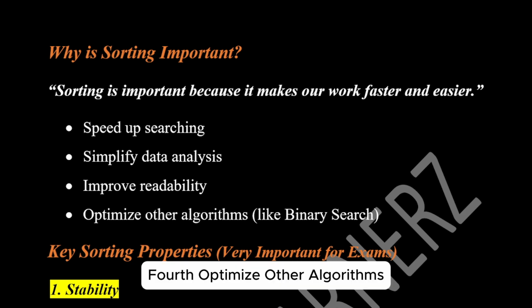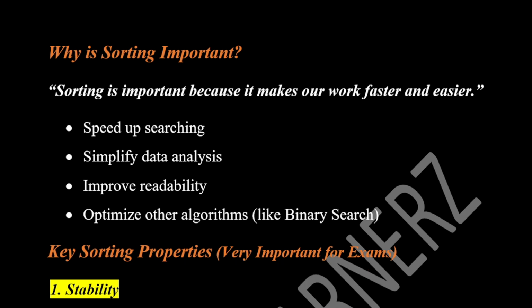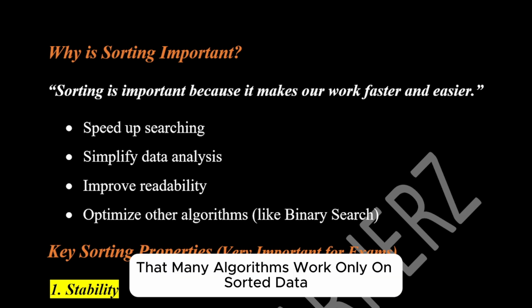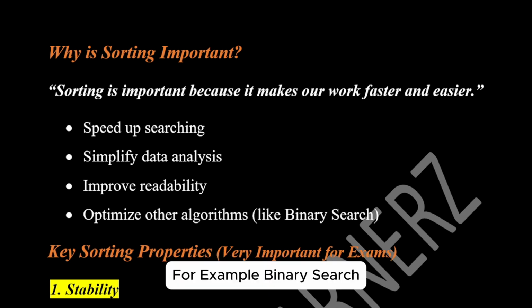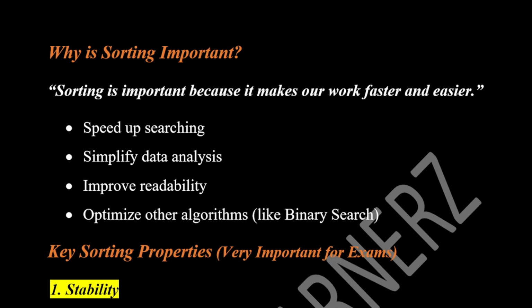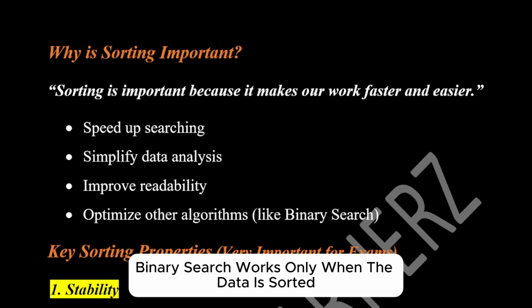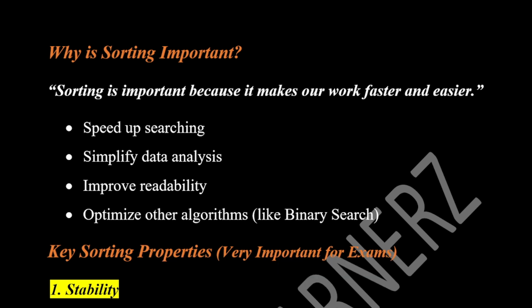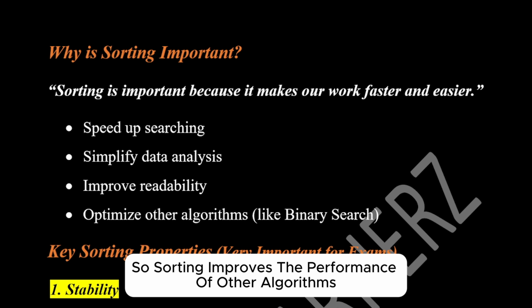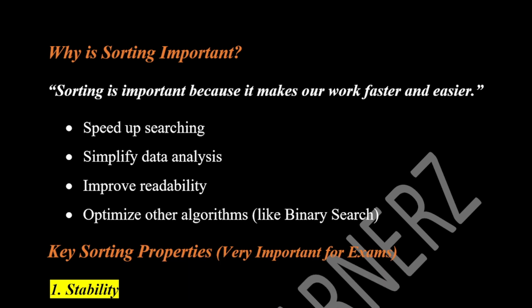Fourth, optimize other algorithms. This is the important point that many algorithms work only on sorted data. For example, binary search. Binary search works only when the data is sorted. So, sorting improves the performance of other algorithms.